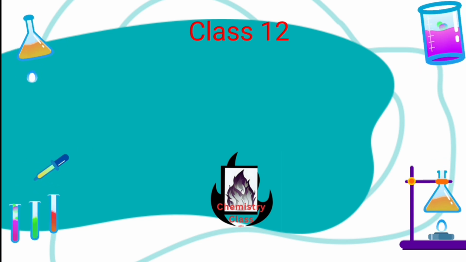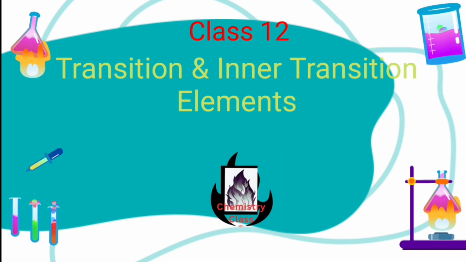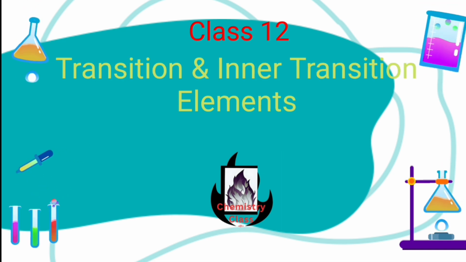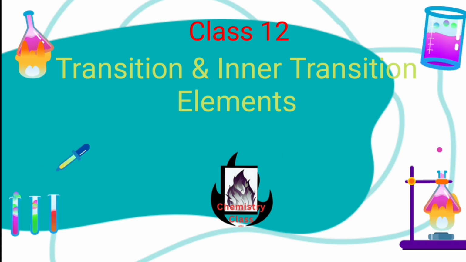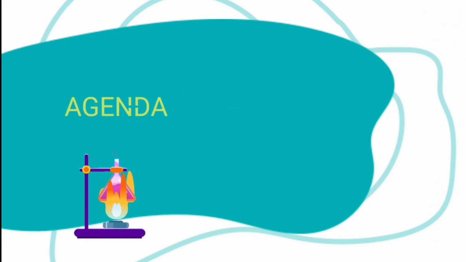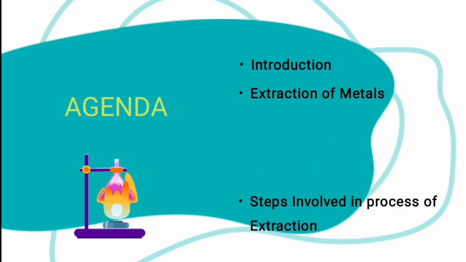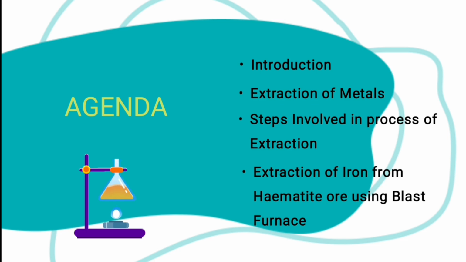Today we are diving into an important topic from class 12, chapter 8, Transition and Inner Transition Elements. The name of the topic is Metallurgy. Metallurgy is the science of extracting metals from their ores. Let's take a quick look at what we'll cover in this video: introduction, extraction of metals, steps involved in the process of extraction, and a real life example, extraction of iron from hematite ore using blast furnace.